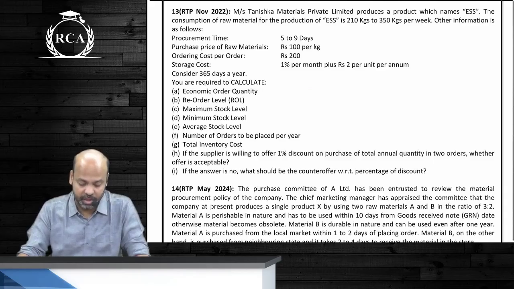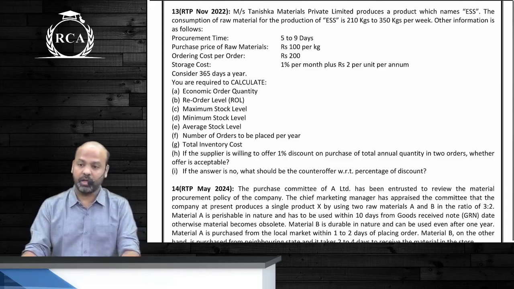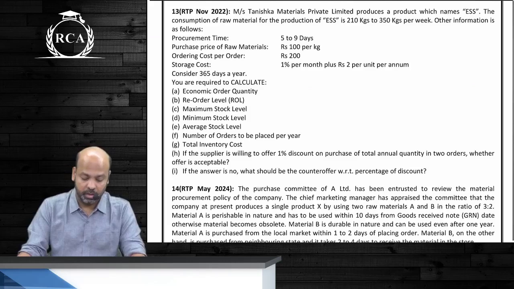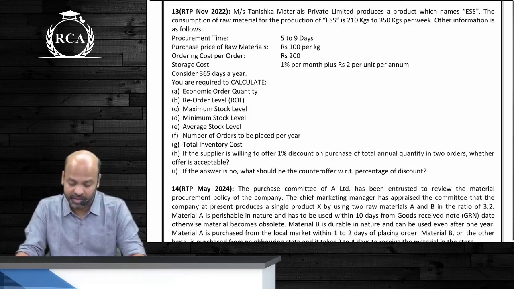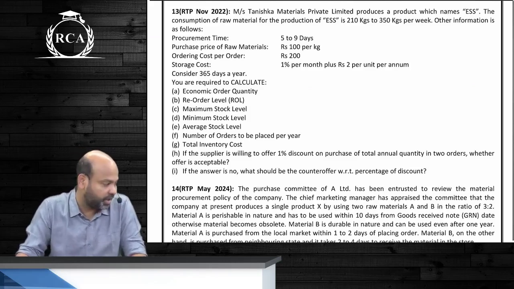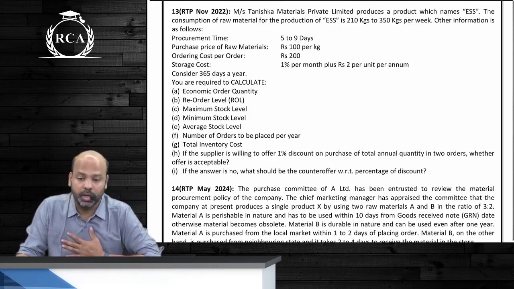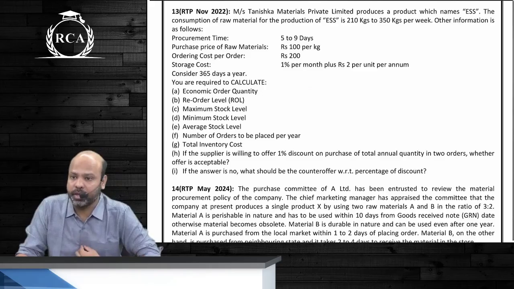Tanish Materials Private Limited produces a product named ESS. The consumption of raw material for the production of ESS is 210 kgs to 350 kgs per week. What did I tell you the other day, guys? If the annual requirement of raw material is not given, how do we compute the annual requirement of raw material?